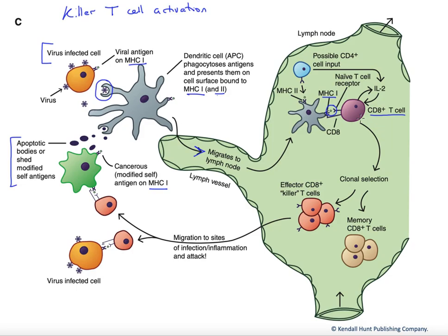Now, in many cases, we actually require helper T cell activation of this CD8 cell as well. In other words, the helper T cell will recognize the same antigen on the MHC2 complex. It becomes activated, starts to secrete interleukin 2, and helps to activate this CD8 T cell. Right? So we get this sort of dual stimulation.